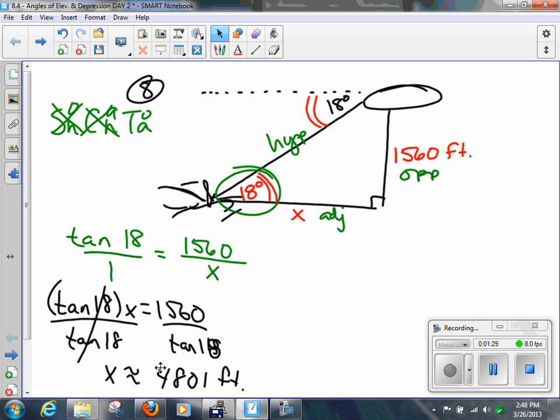Did you have your proportion set up this way? Yeah. Did you set up and divide both sides by tangent of 18? Just did something, just put it in the calculator wrong.